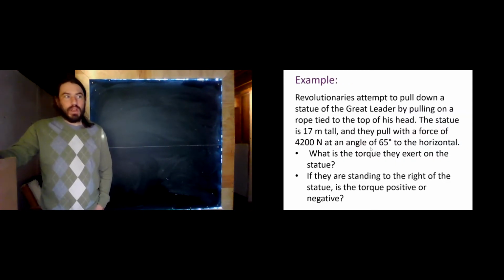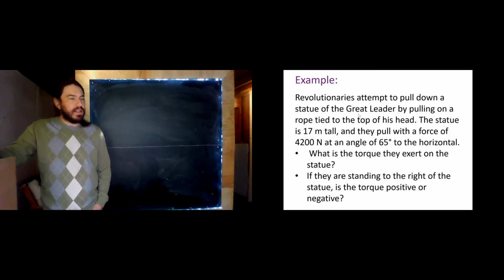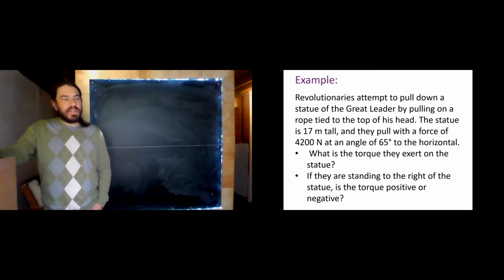Let's do an example. Revolutionaries attempt to pull down the statue of the great leader by pulling on a rope tied to the top of his head. The statue is 17 meters tall, and they pull with a force of 4,200 newtons at an angle of 65 degrees to the horizontal. And then the questions here are, what is the torque? And if they are standing to the right of the statue, is the torque positive or is it negative?